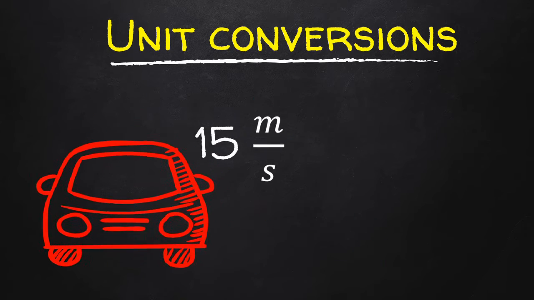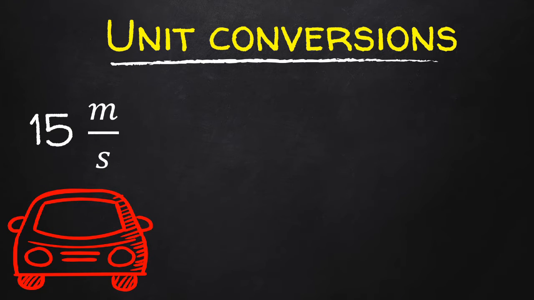Here's what I mean. As a simple example, let's look at this car and suppose it's going 15 meters per second. If you live in the United States, you probably have no idea what that means. 15 meters per second, is that fast? Is it slow? How does it compare to miles per hour? So what we're going to do here is convert from 15 meters per second to miles per hour to see how fast this car is actually going.